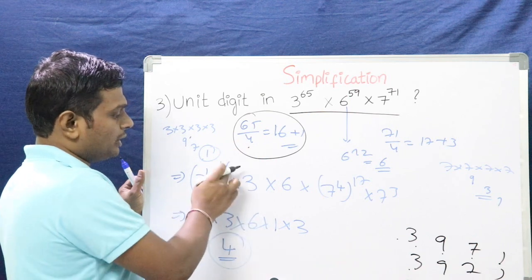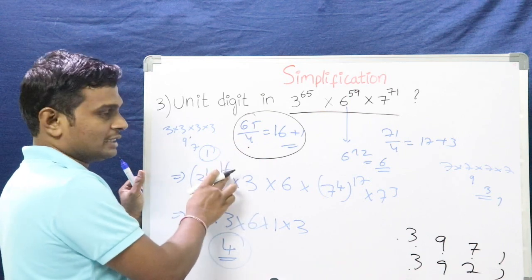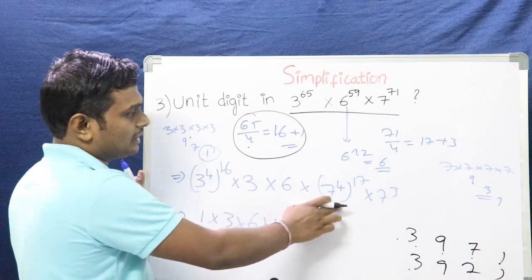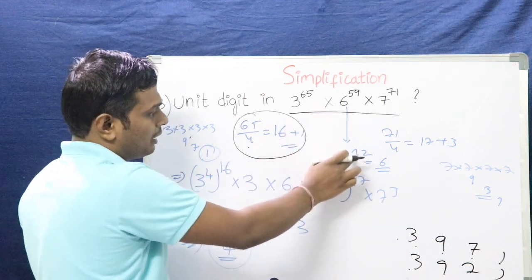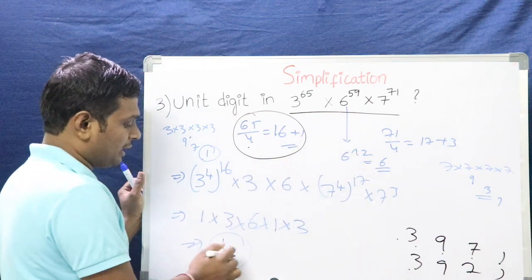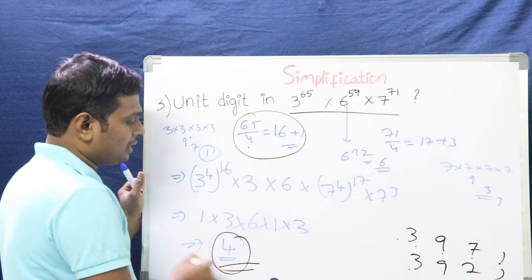3 to the power of 4 to the power of 16, that is 64, we are left with 3. Similarly 68 plus this one, and coming to the 6, any power of 6 we will get 6 only, so that we calculated the unit digit, that is 4.